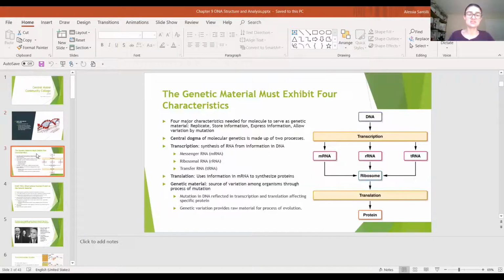But the genetic material has to exhibit four characteristics. That is replication, so it has to be able to replicate. It has to be able to store information. It has to be able to express that information and change it into something else, i.e. proteins. And it has to be mutable, so it has to be able to undergo mutation. When we look at genetic material, it has to undergo all of these things.